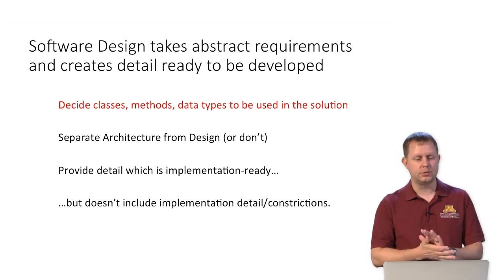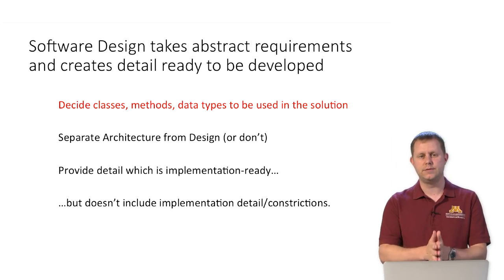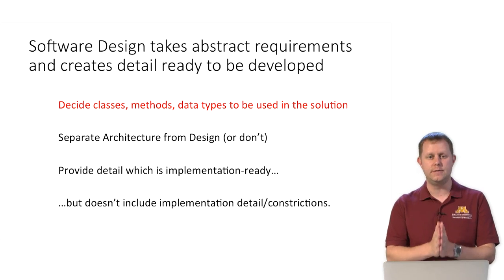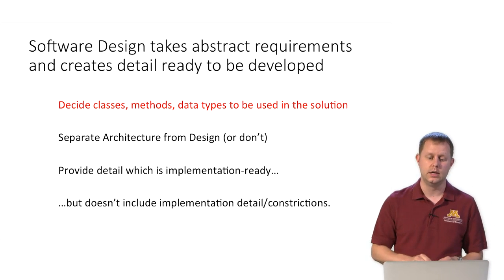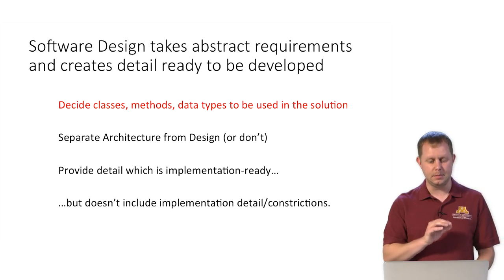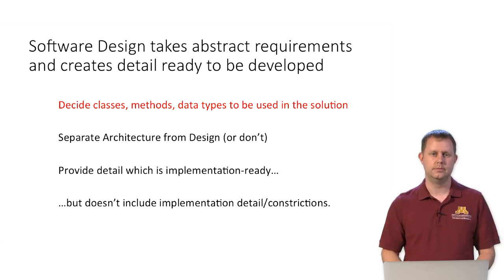Software design takes abstract requirements and then you build the detail in until you're satisfied that you can hand it off and it will be developed properly. So you're going to decide things like classes, methods, data types, that kind of thing, but not the individual language-specific optimizations that will go into the eventual code. So you're going to provide detail which is implementation ready, but it doesn't include implementation detail.